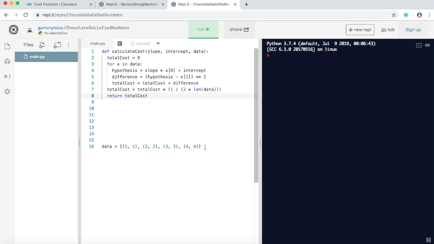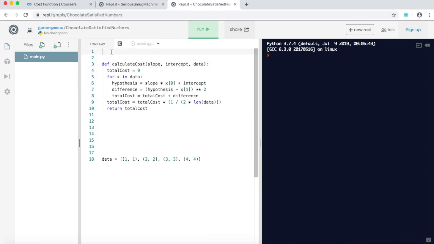So the slope would be 1 and the y-intercept would be 0. In this case, I'm setting a variable total cost, looping through my data set, and then again, the hypothesis function, because we are doing linear regression, the hypothesis is going to be y equals mx plus b. So this is linear regression with one variable.